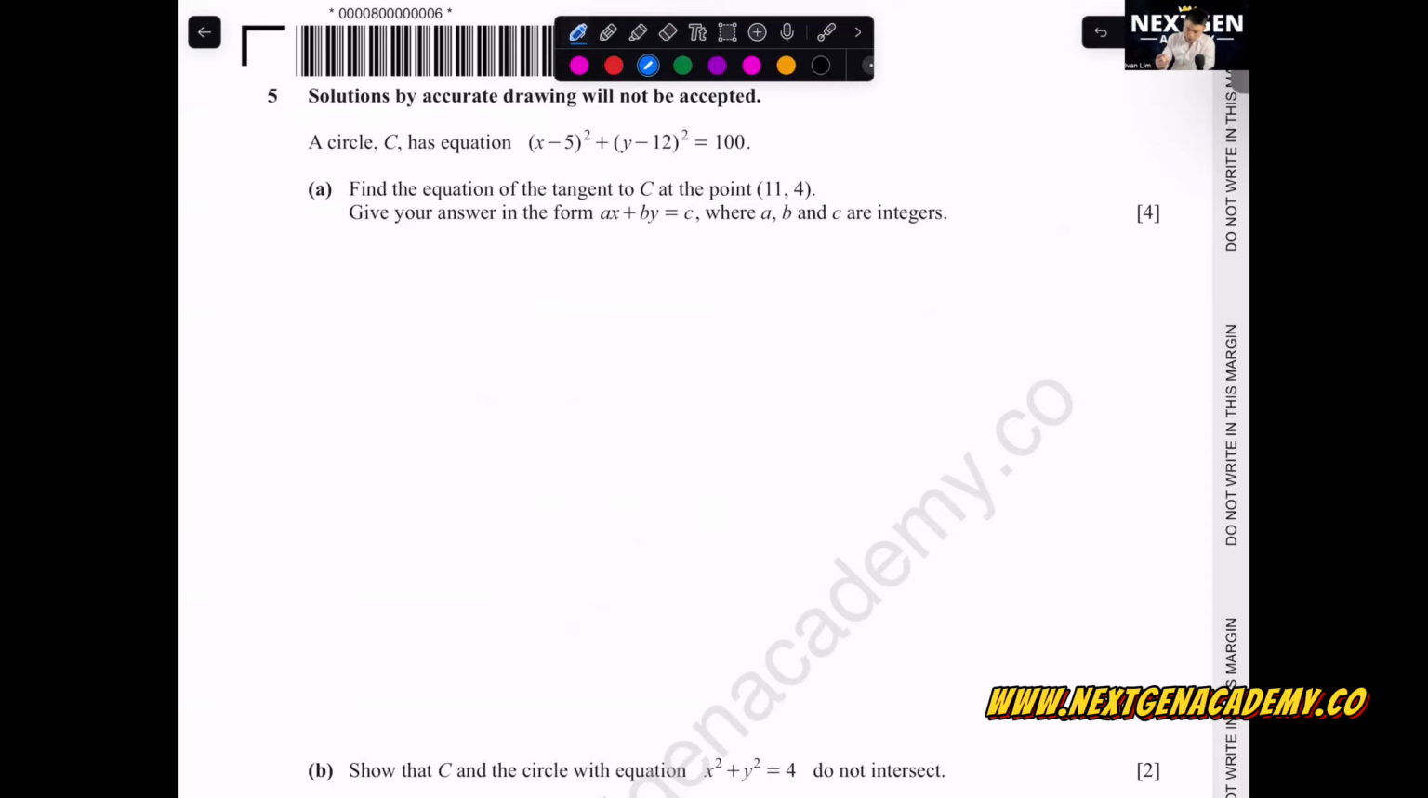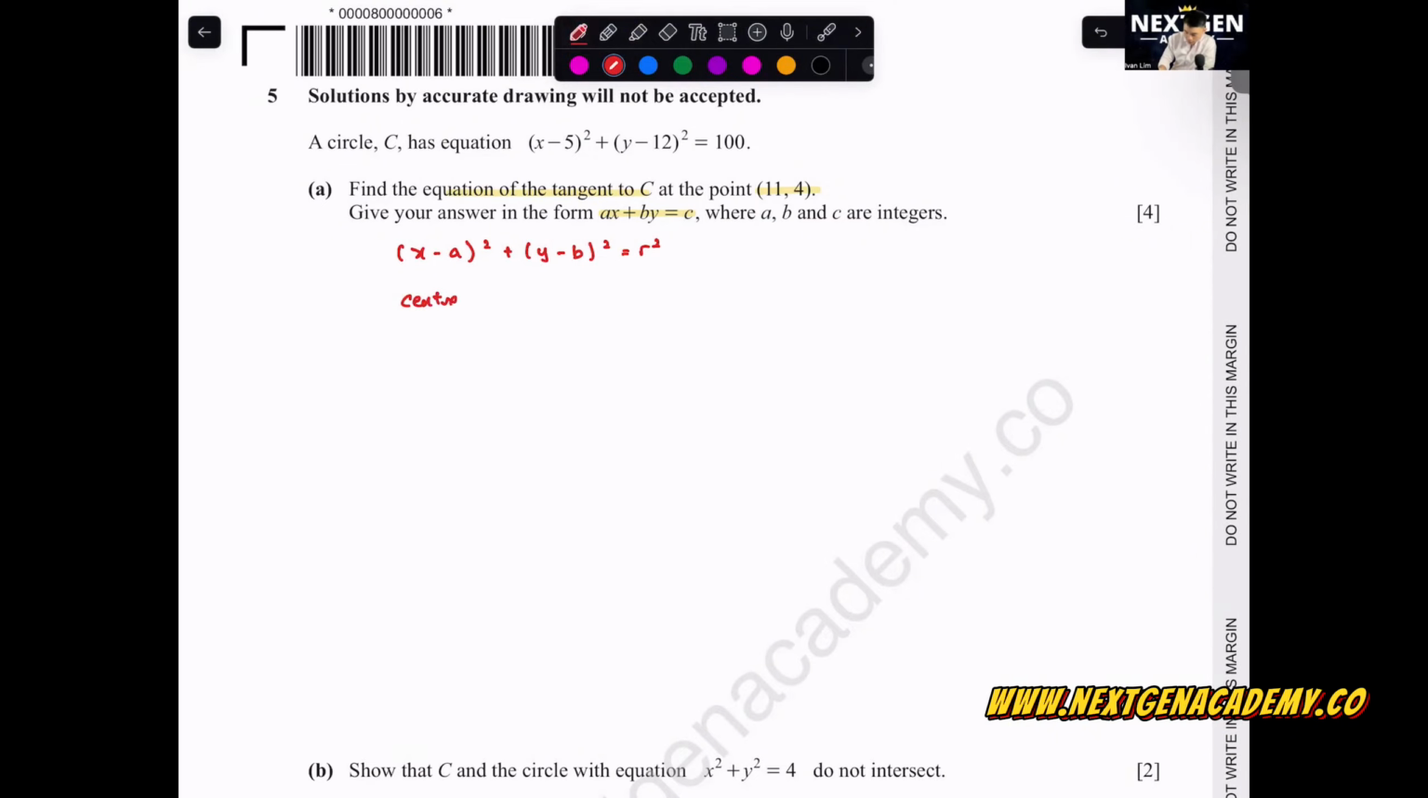Okay, let's look at this here. A circle C has equation x minus 5 squared plus y minus 12 squared equals to 100. Find the equation of the tangent to C at the point 11, 4. Give it in ax plus by equals to c. Okay, first of all, we need to understand circle equation first, which is x minus a squared plus y minus b squared equals to r squared.